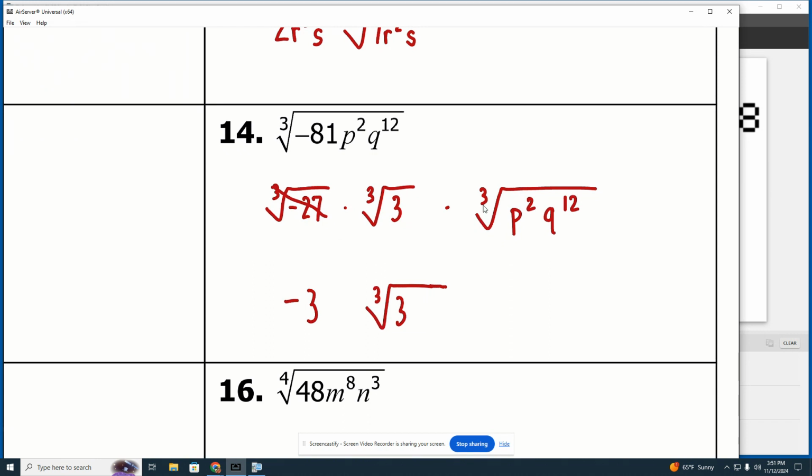So here we go. We are finally to the variables. How many times will 3 go into 2? Well, 3 doesn't go into 2. So that means no p's get to escape. They both stay inside. How many times will 3 go into 12? 3 will go into 12 4 times. q gets to escape 4 times. Again, what is 4 times 3? Well, it's 12. That means all 12 of these came out. So none of them are left. So our answer is negative 3q to the fourth times the cube root of 3p squared.